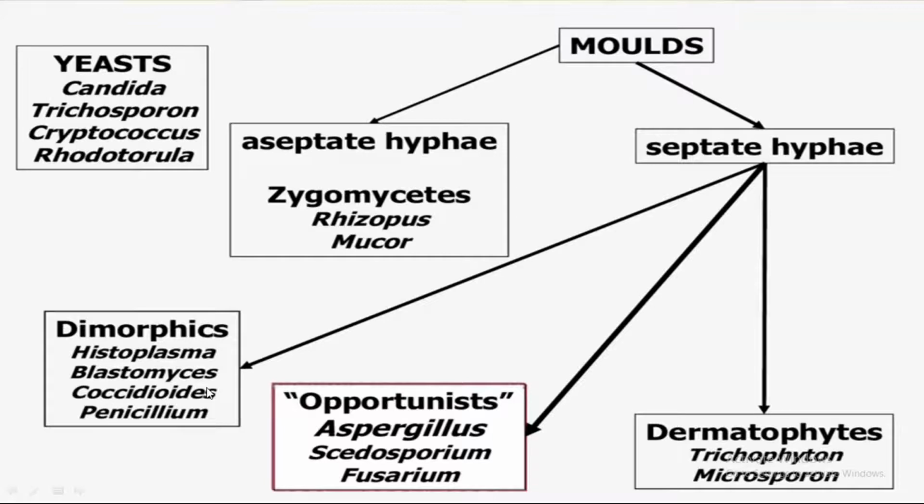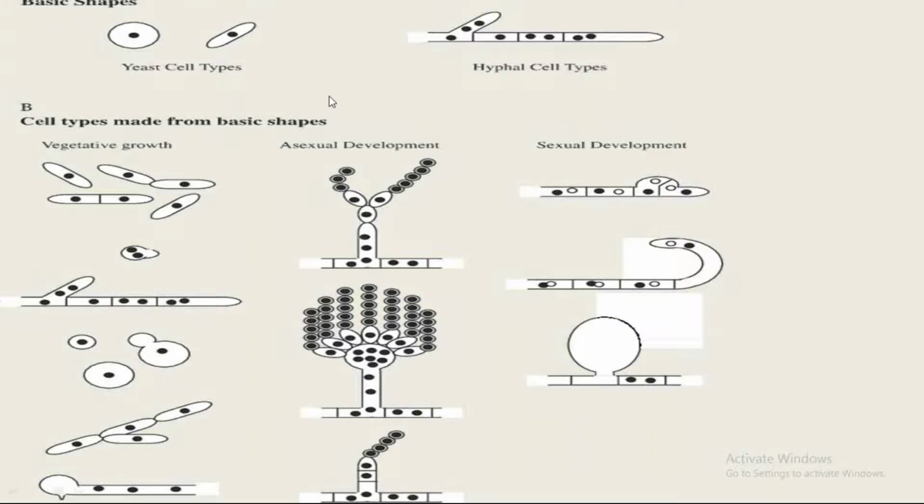At room temperature, that is 22 to 25 degrees Celsius, they will appear like molds. Whereas at body temperature, that is 37 degrees, even if you put them in an incubator where you grow them at 37 degrees, they will grow as yeasts. Okay, so just to recap what you already remember about fungi, the basic shapes are either yeasts or hyphal cell types. You might remember vegetative growth, for example, yeasts will divide by budding.